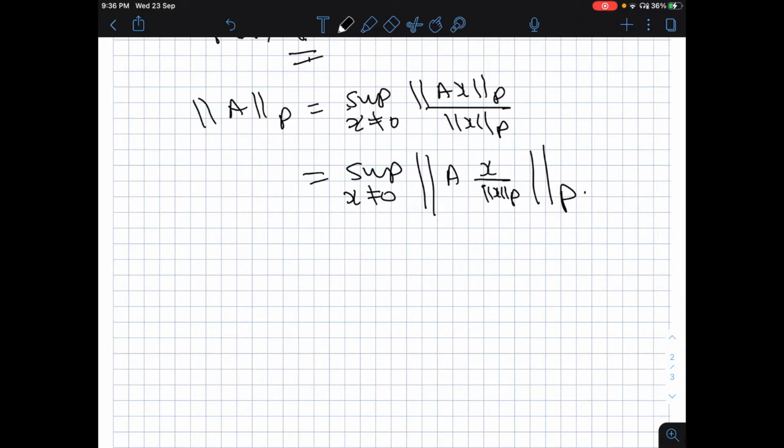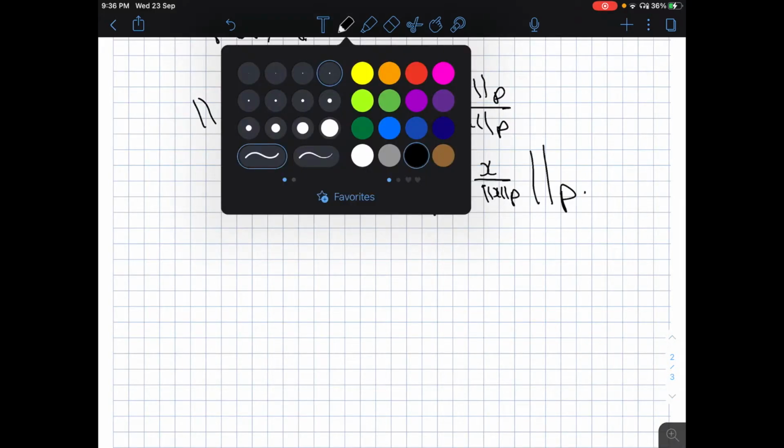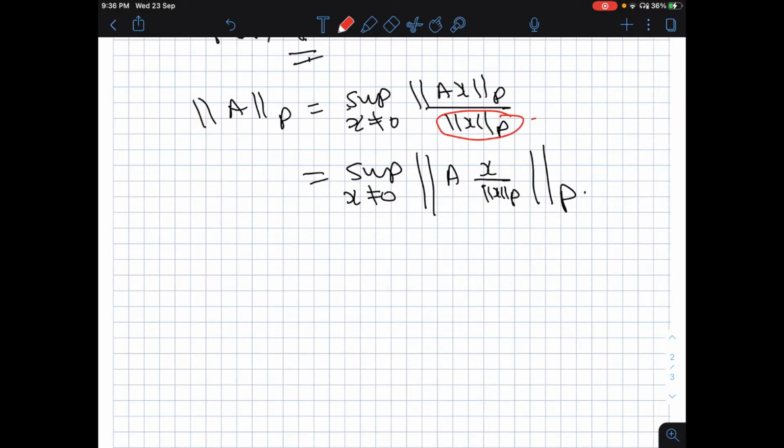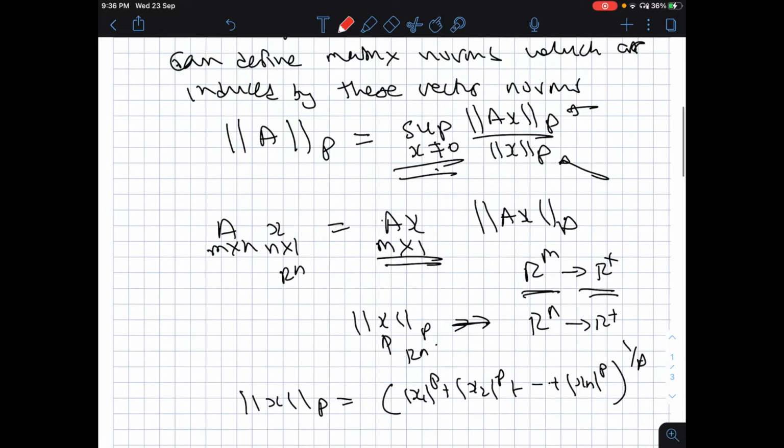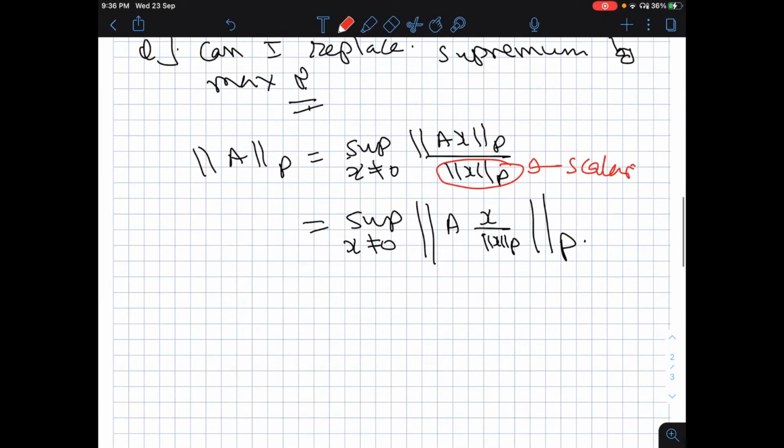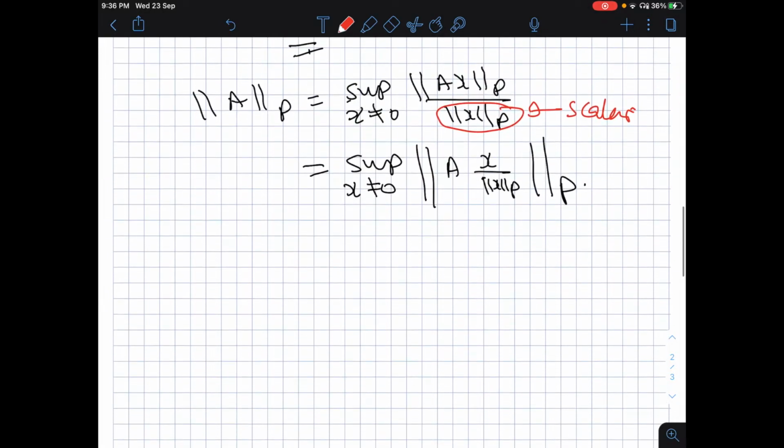Why can I write it like this? Because this is a scalar, and the scalar can be taken inside. Recall this property. Because of this property, if it is outside I can also take it inside. I am taking this scalar to be alpha, equal to this. So it was outside, and I moved it inside.